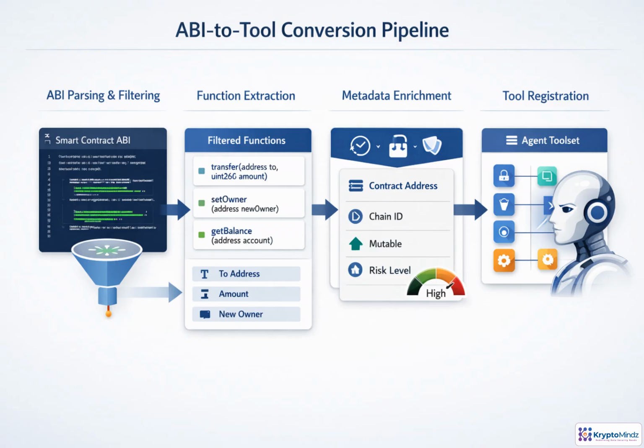Turning an ABI into agent tools is more than a formatting step. First, parse the contract interface and keep only the functions the agent should actually use. Then convert each function into a typed schema with clear parameter names, expected values, and descriptions. Add operational context, such as contract address, chain, mutability, and risk. Only then should the tools be registered, so the agent can call them safely and predictably.